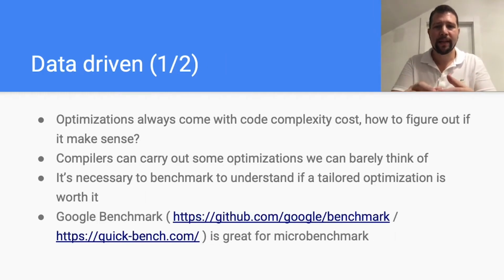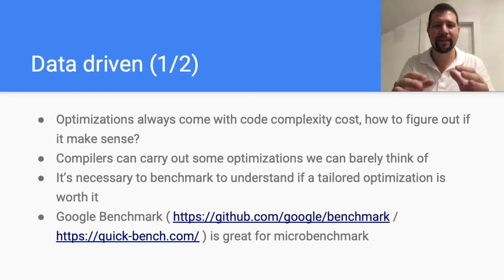The second guideline is being data-driven. Optimizations come with a cost. So how do we figure out what's worth and what's not? Modern compilers are able to carry out impressive optimizations thanks to static analysis, vectorization, and so on. So it's extremely important to bench the code and bench the optimizations to ensure that the extra complexity is actually worth it. Google Benchmark comes to the rescue from this point of view.